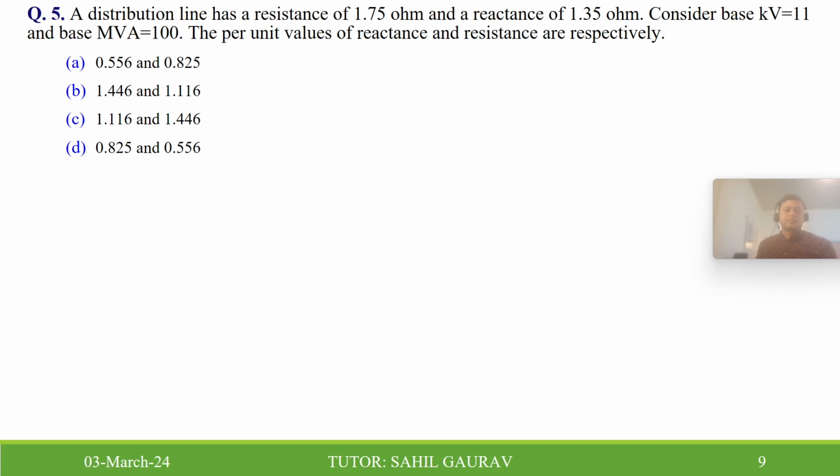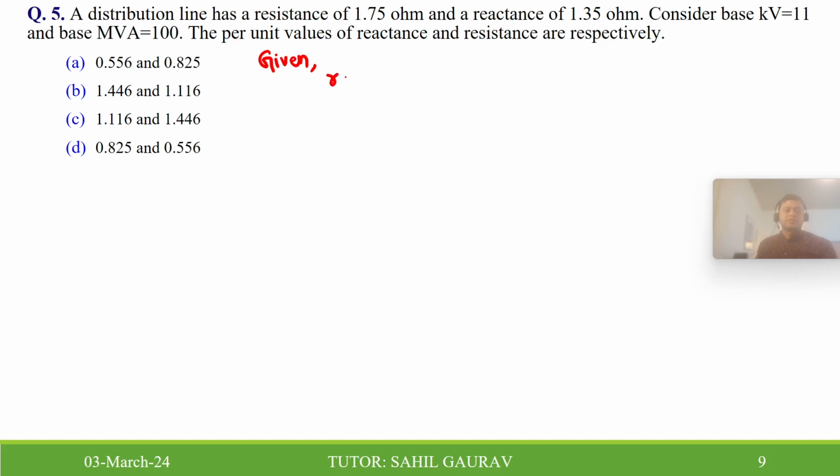In this problem, it is given that a distribution line has a resistance of 1.75 ohm and a reactance of 1.35 ohm. Consider base kV as 11 kV and base MVA as 100 MVA. The per unit values of the reactance and resistance are respectively. You can type your answer in the chat box. This is also a simple problem. I think this is one of the easiest assignments.